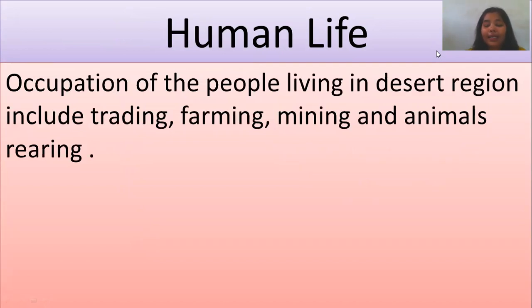The people in desert region, what they do, their main occupations include trading, farming, mining, and animal rearing. These are the important occupations of the people living in desert region. Students, in upcoming days, I'm going to upload a video in which I'm going to tell more about these economic activities such as trading, farming, mining, and animal rearing. Right? So, nothing to worry.